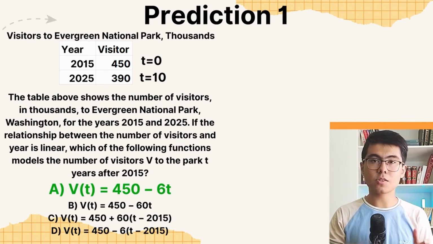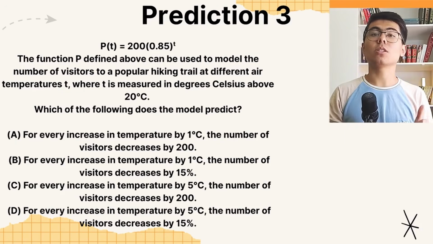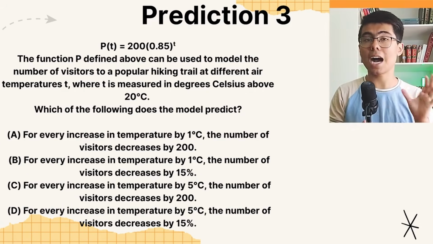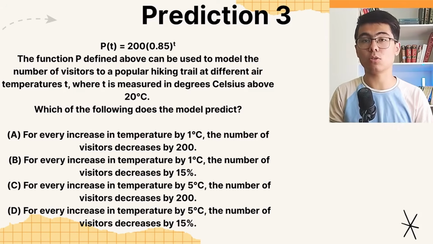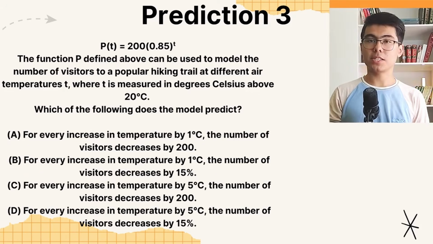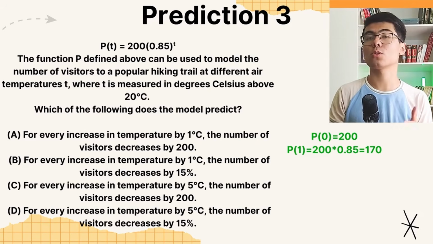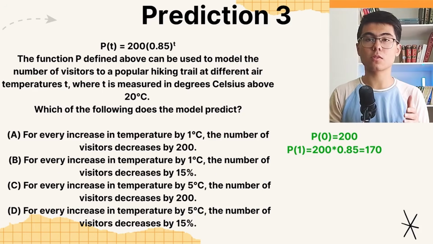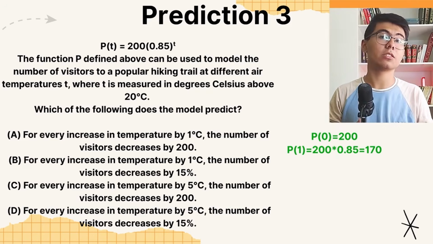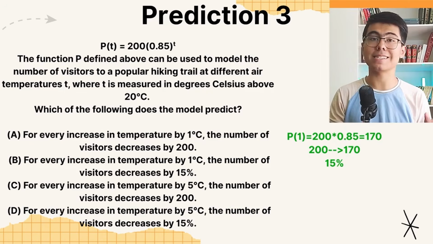So here they're asking us to determine what the model predicts, where t is measured in degrees Celsius above 20 degrees. Which of the following does the model predict? These answers are basically describing how the number changes as t increases. For every increase in temperature by 1 degree Celsius, the number of visitors decreases by 200. So let's check that. P of 0 equals 200. P of 1 equals 200 multiplied by 0.85 equals 170, so it didn't decrease by 200, it only decreased by 30, and that already eliminates A.